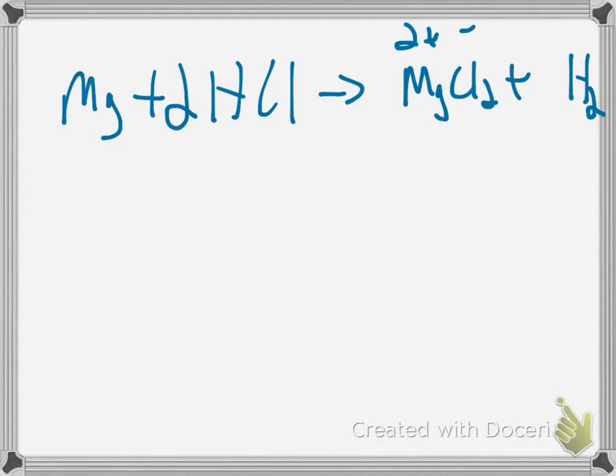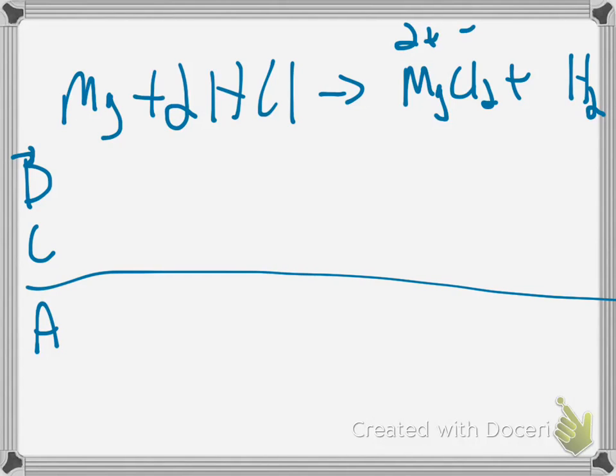I need to put a 2 out in front of the HCl. And then I think everything is balanced at that point. So now let's go into our BCA chart here, before, change, and after, and figure out what we need to find from this question. The question's asking how many moles of hydrochloric acid are needed. So I'm going to be searching for this box here, the before value for HCl.